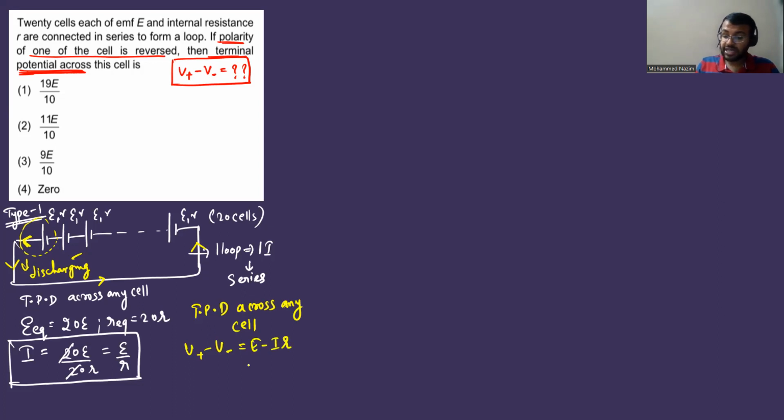E is how much for that cell? E. Current is nothing but E by R. And what is the internal resistance of that cell? It is going to be R. R and R will cancel and you will get this as equal to 0. So this is a type 1 question.